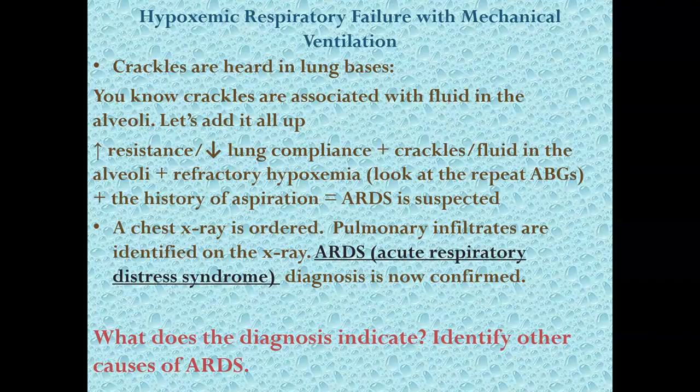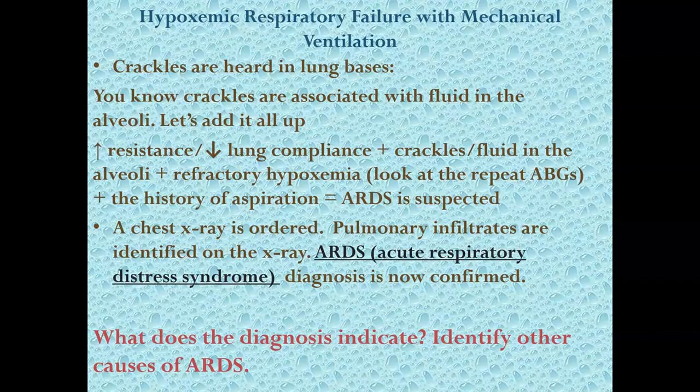Now, we see all of these assessments and hear all of these assessments, and you, the nurse, go, here's the deal, here's my assessment. The physician should order a chest x-ray, and when the physician or nurse practitioner looks at the chest x-ray, they're going to identify infiltrates. So again, put all those pieces together. When you put increased resistance, less compliance, crackles, refractory hypoxemia, the history, and now we see pulmonary infiltrates, then ARDS is confirmed. So all of those assessment characteristics tell the physician this patient has adult respiratory distress syndrome.